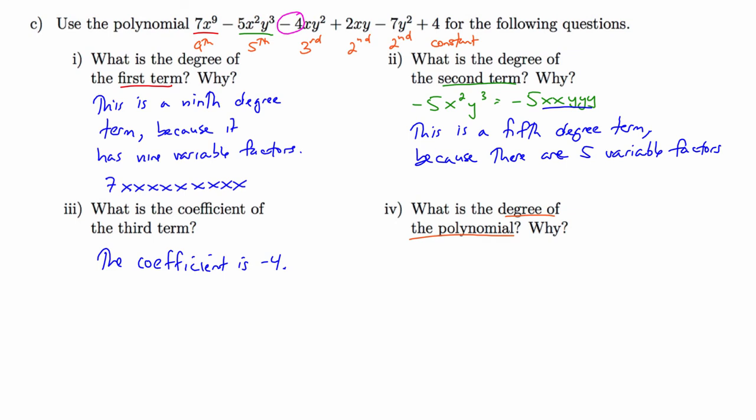So the highest degree that we have listed anywhere is the ninth degree term, which was our first term. So this is a ninth degree polynomial because the highest degree term is a ninth degree term.